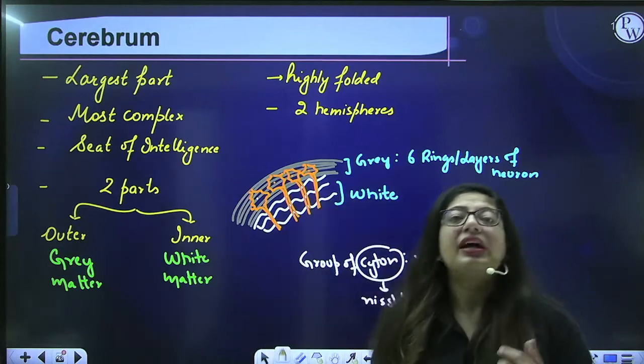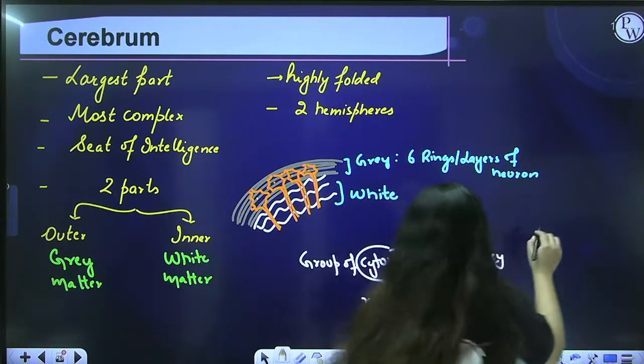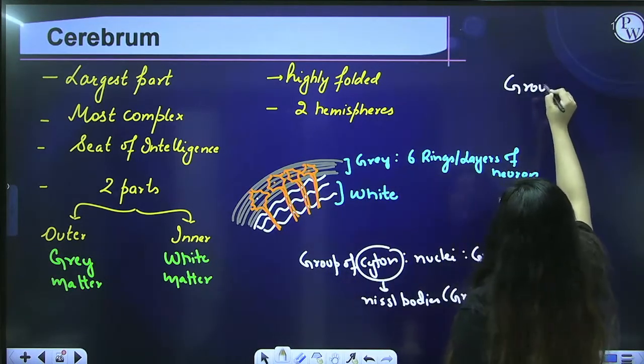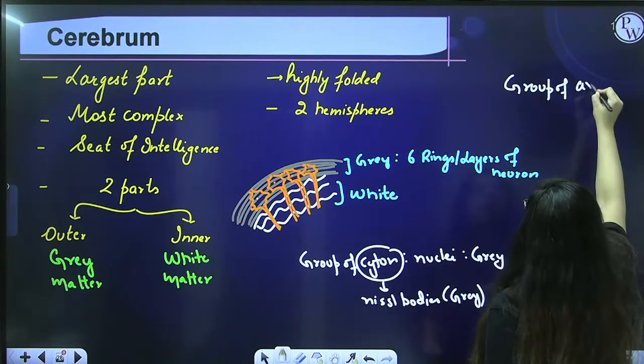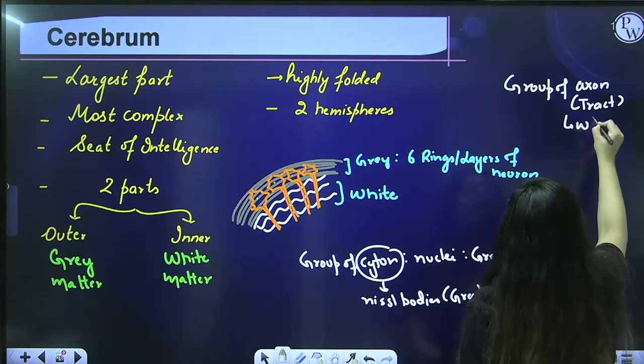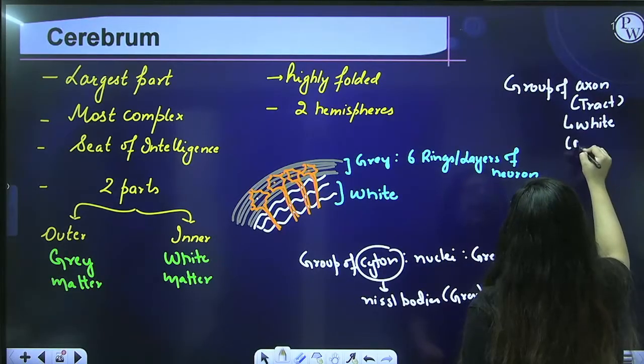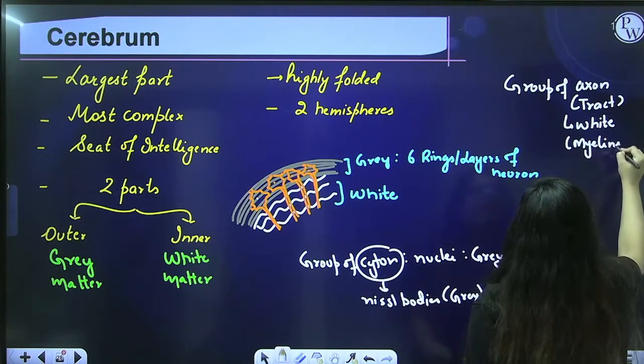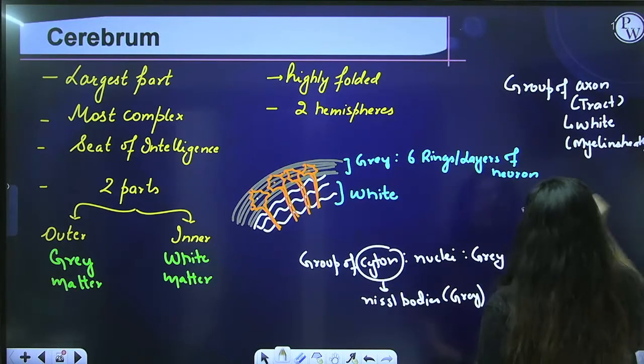What do you call it as? Tract, right? So here if I say the group of axons is known as tract, and this tract gives white color. Why? Because axon have myelin sheath, and myelin sheath gives white color.